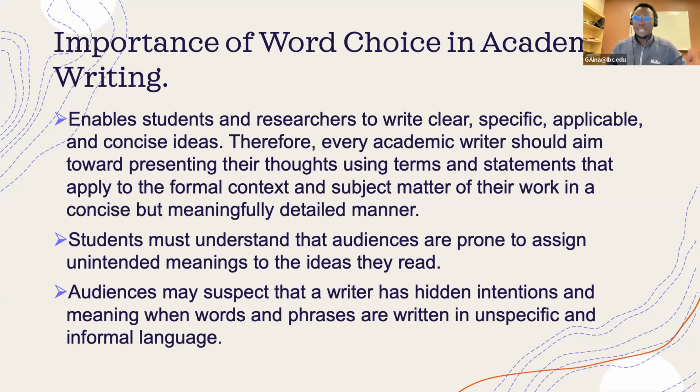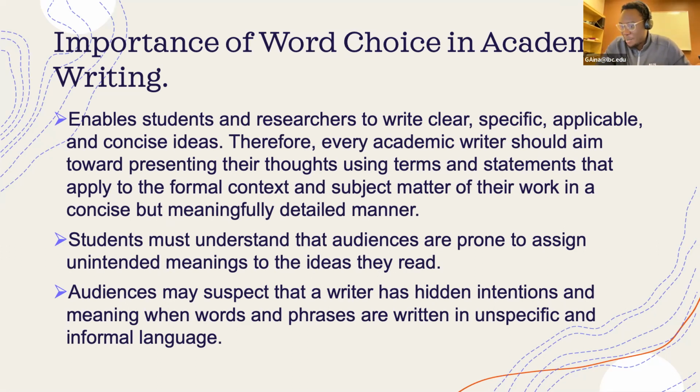So now the next thing we'll be looking at is this. What's the importance of word choice in academic writing, right? Word choice enables students and researchers to write clear, specific, applicable, and concise ideas. Therefore, every academic writer should aim toward presenting their thoughts using terms and statements that apply to the formal context and subject matter of their work in a concise but meaningfully detailed manner, right? Students must understand that audiences are prone to assign unintended meanings to the ideas they read, right? So it's very important that we are conscious of the kinds of words we use in our research or academic essays, because readers are prone to assign unintended meanings to what they read.